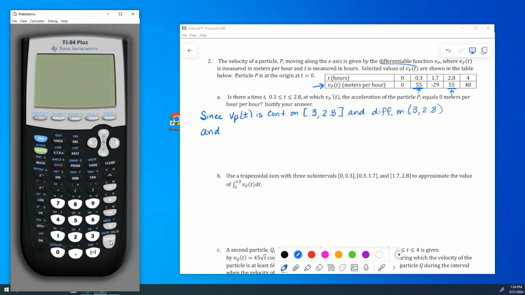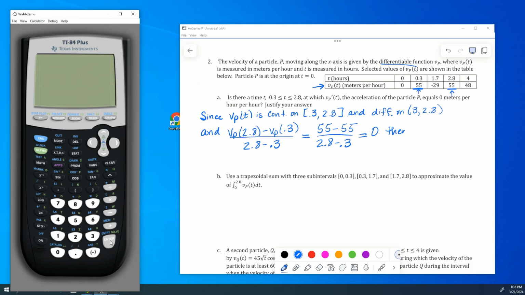And the slope of the secant line, let me just write this out, is (2.8 minus Vp at 0.3) over (2.8 minus 0.3). Again, you could write it that way, which of course is 55 minus 55 over 2.8 minus 0.3. Because that equals 0, you're just saying that the slope of the secant line equals 0. You have a continuous differentiable function. The slope of the secant line is 0.